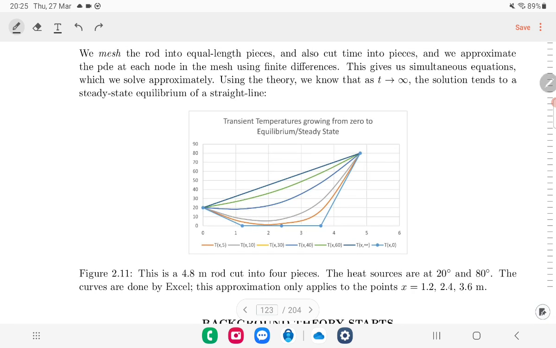The blue one is our approximation to the temperature at 3.6 at time 0. And then the red one is after 5 seconds or 5 time units. Then 10 seconds, 30 seconds, 60 seconds, and then if you let time go to infinity, it reaches equilibrium, the straight line up the top. So these are the numbers that we have. Now, this is done, I think, in VBA, so you get way more numbers.